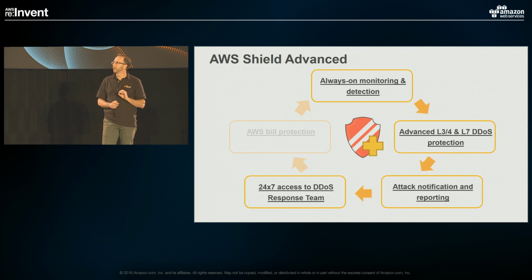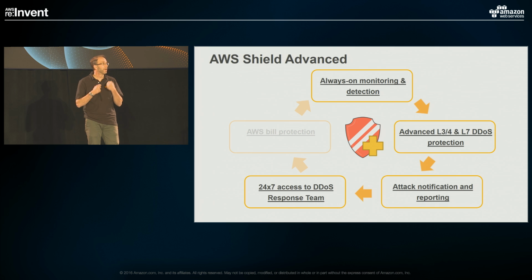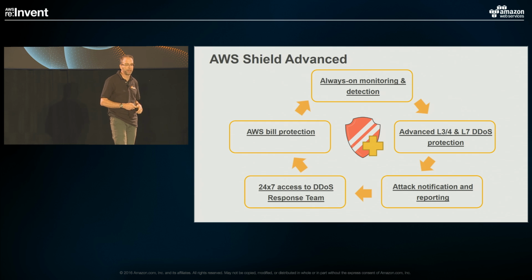Additionally, and I think very importantly, you get 24/7 access to our DDoS response team. This gives you the ability to talk directly with a member of our DDoS response team, either proactively, so before you're attacked, when you're thinking about your architecture or your rules and so forth at the Layer 7 side, but also reactively. So if you are being attacked, you need to talk to somebody, you need some instant help from somebody who's truly an expert, not only at mitigating DDoS attacks, but mitigating them within the AWS cloud environment. You get access to the DDoS response team.